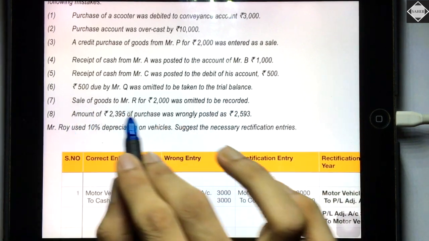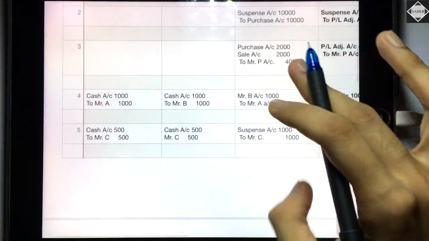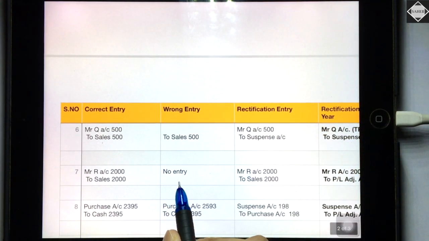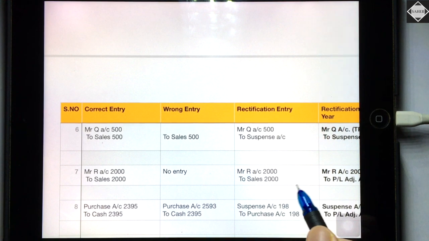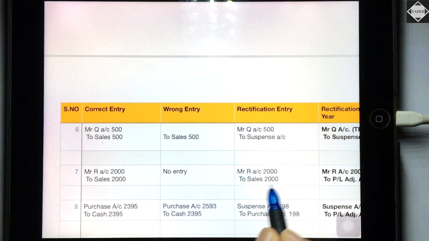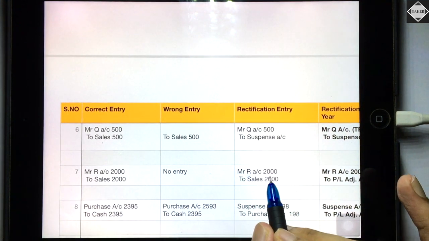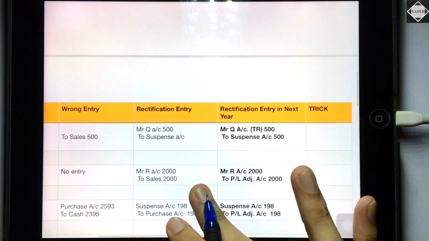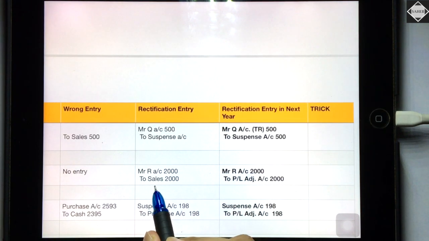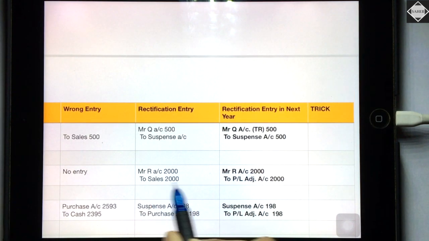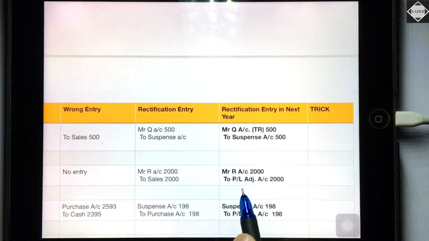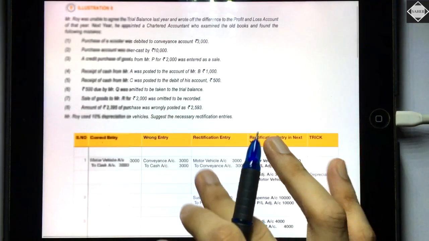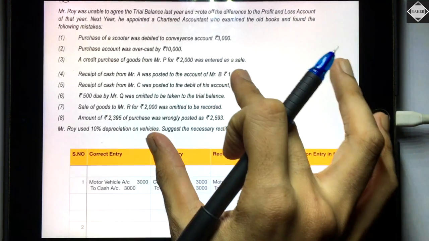But in the seventh, this is full omission. So everything has not been recorded. Nothing has been recorded. So no entry, the effect is nothing. So what do we have to do? Simply record the same entry. Just record. Mr. R account debit to sales account, 2000. Now rectification in the next year: you cannot take sales because it's an income account. You have to replace it with P&L adjustment account. Clear? Easy and straightforward.